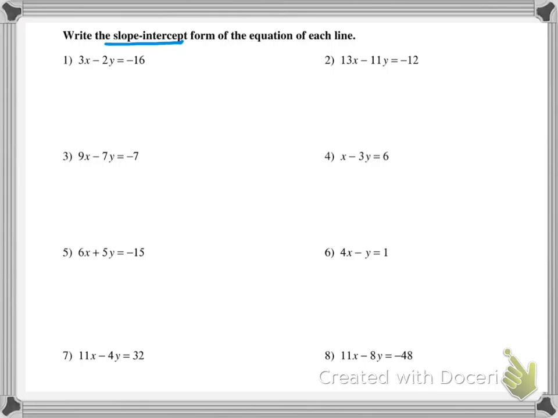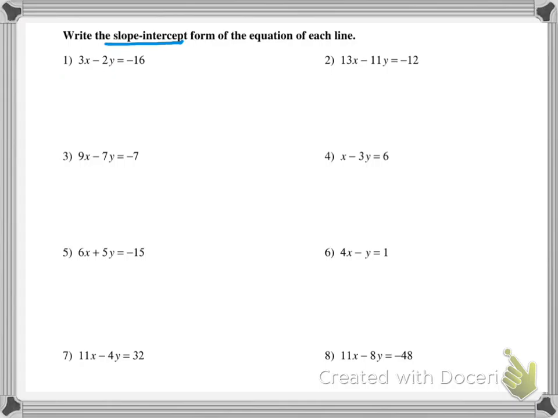So if we look at these, you may or may not realize it, these are all in standard form right now, where the x and the y are together on one side and the constant is by itself on the other side of the equation. And what we want to do is move some things around so that we have the y by itself, in slope-intercept form.